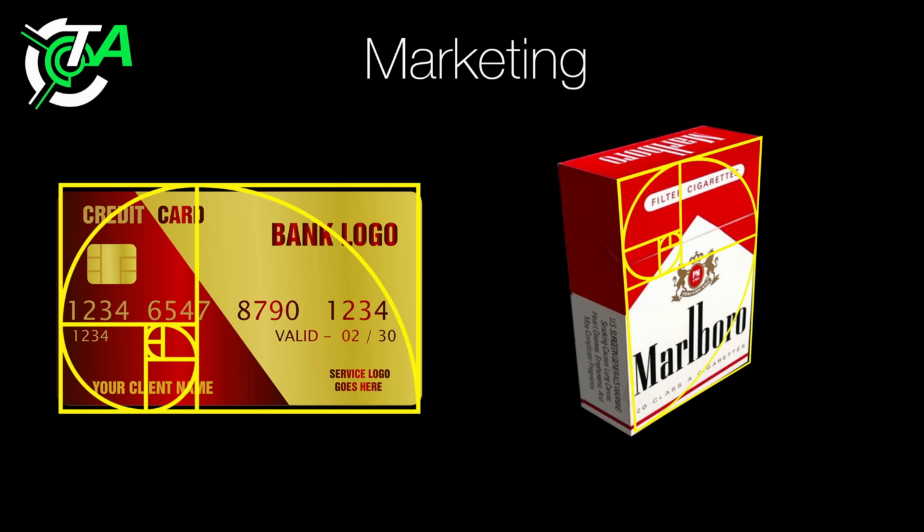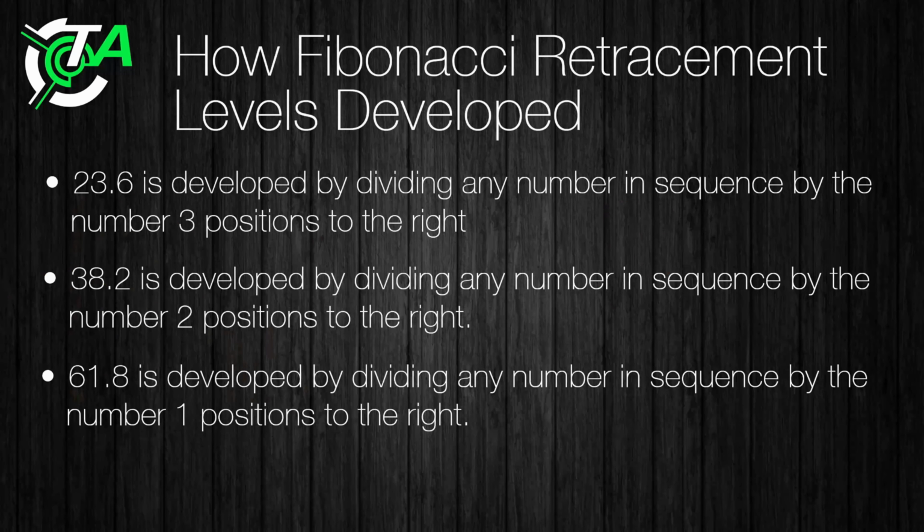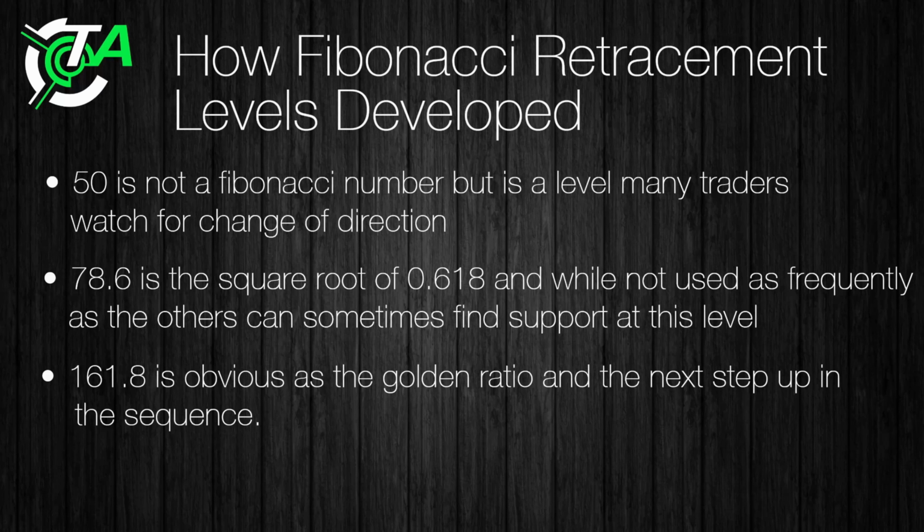But it also plays out in stocks and in how the movement of a stock is. Just to give you a background, the numbers for Fibonacci are 0, 23.6, 38.2, 61.8, and then 78.6 and 161.8. Now, 50 is on the Fibonacci tool.